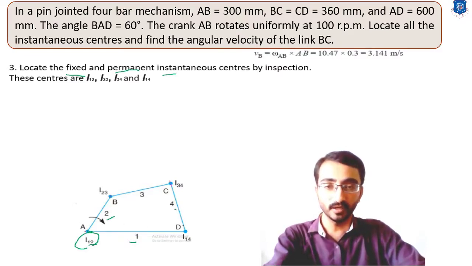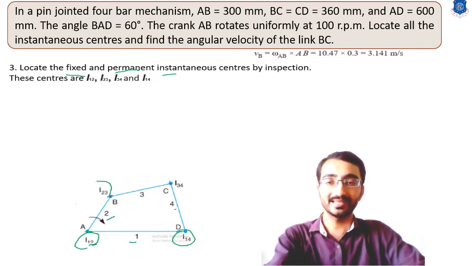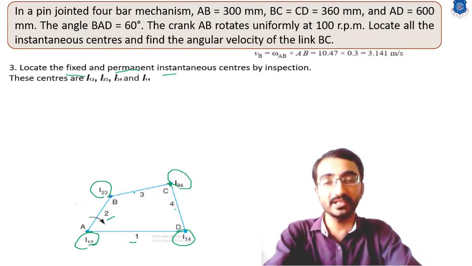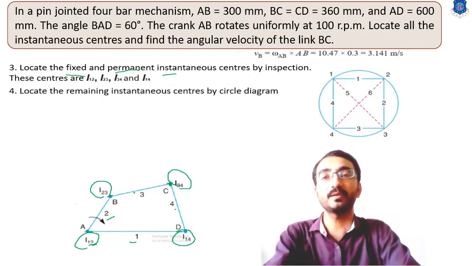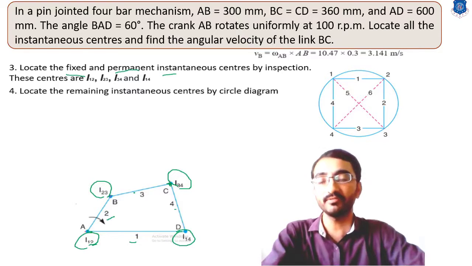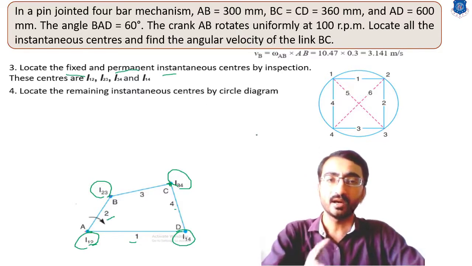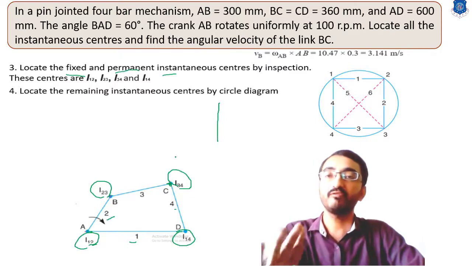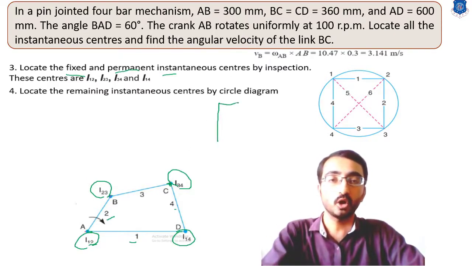Similarly, we can locate 1 and 4, that is I14. 2 and 3 will make a connection, that is I23, and 3 and 4 will make a joint, that is I34. Okay, so in this way we can locate these 4 instantaneous centers. Now the remaining 2 instantaneous centers will be located by the circle diagram with the help of Aronhold-Kennedy's theorem. So now we have to draw this circle diagram. How will you sketch it? First, in this mechanism we have 4 links, so we have to draw 4 lines making a square shape.